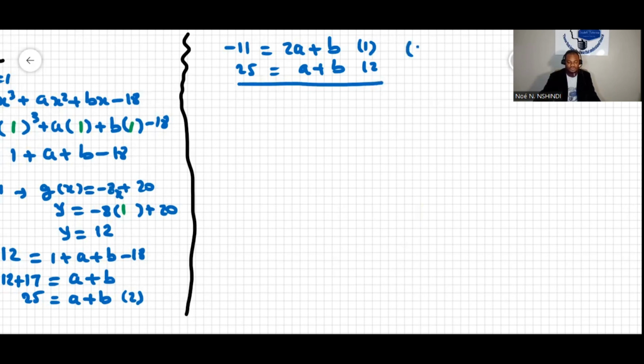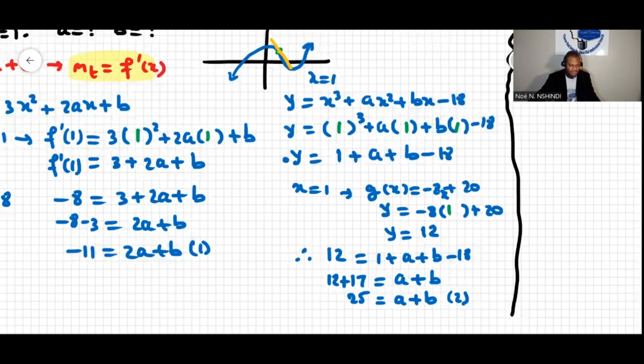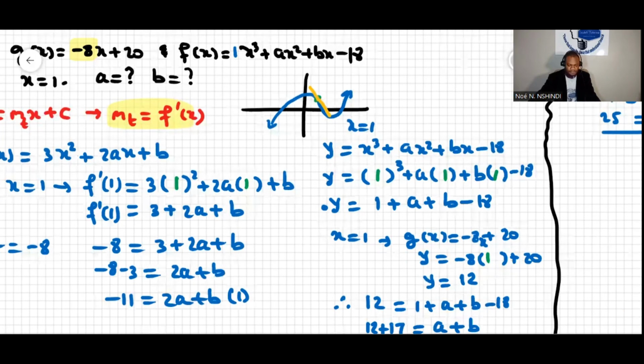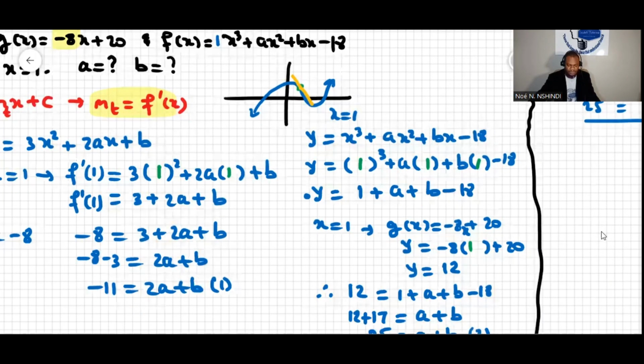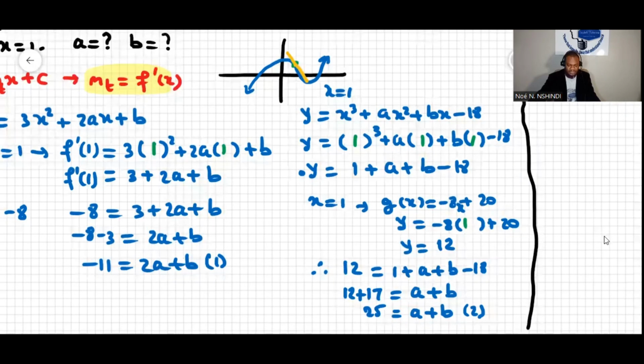So if we do, for instance, equation 1 minus equation 2, why am I saying that? Because I can see here we have b and b. If I subtract the two equations, the b will be cancelled. So I can just do -11 minus 25. This will be equal to, okay, I'm going to get a larger number here. Is that correct? Let's see if I missed the sign somewhere. Did I miss anything?